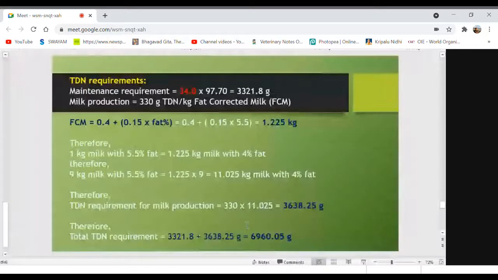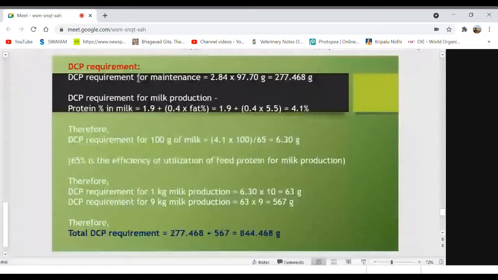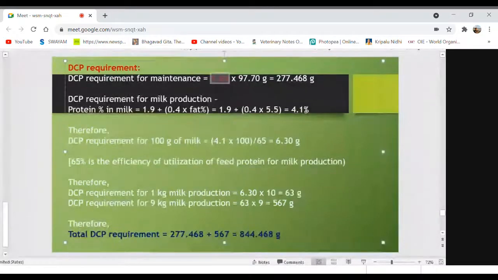The DCP requirement is 2.84. Please remember this value. 2.84 gram DCP per kg metabolic body weight. Therefore, this is the maintenance requirement of DCP, 277.468 gram. And again, similar to TDN, for calculating DCP requirement for milk production, you have to calculate the protein in milk.